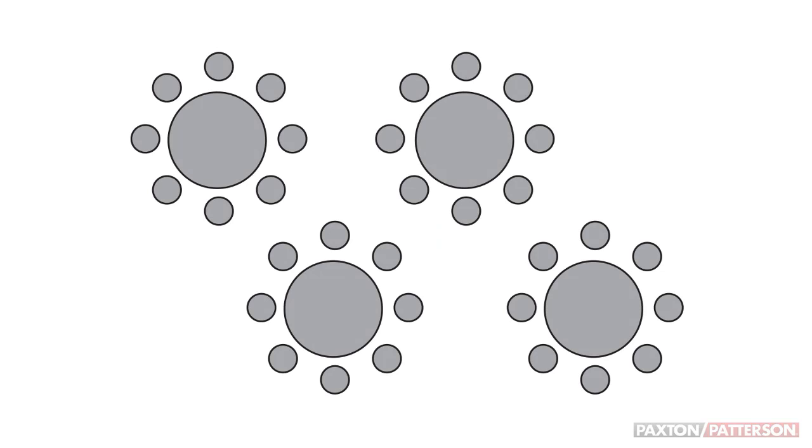Banquet style. This room layout is where people sit in groups around tables. This is less appropriate when there will be a lot of presentations from the front of the room, but is good for workshops where each of the groups will be working independently from each other.